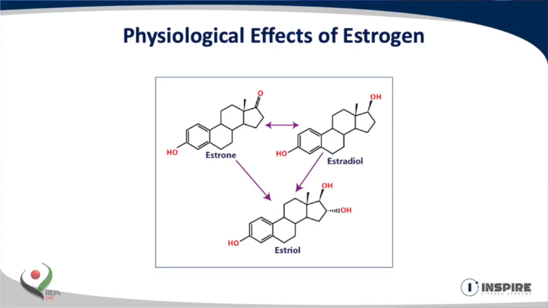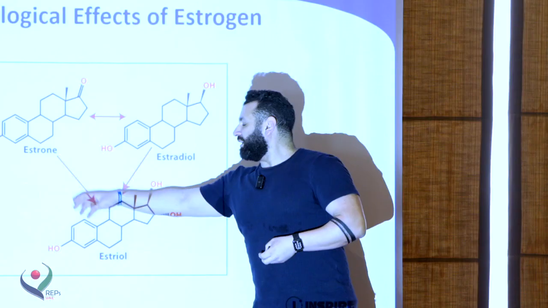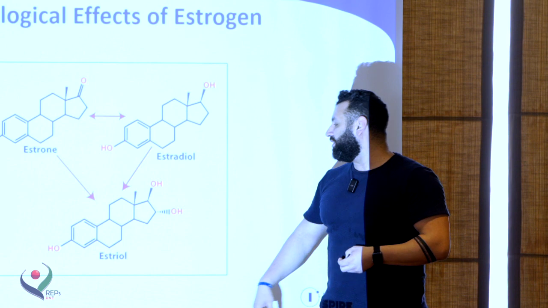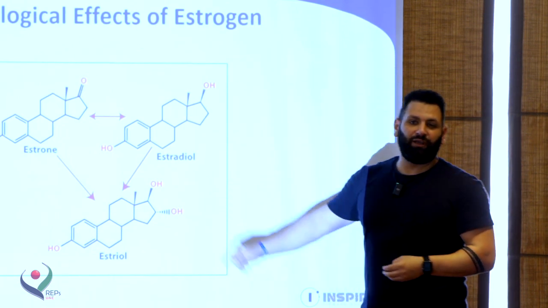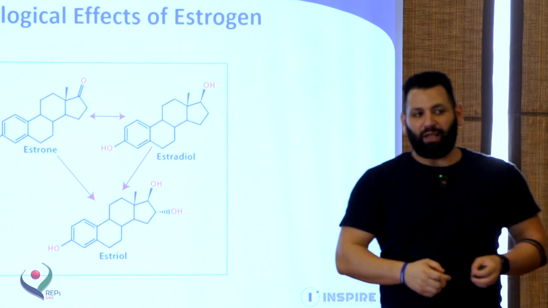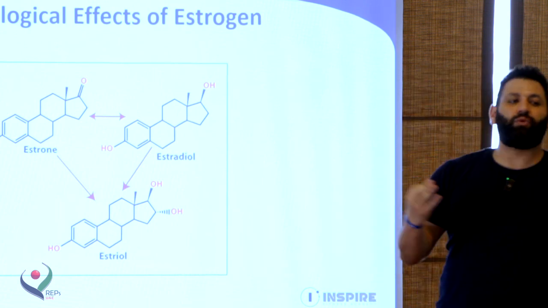So when we say estrogen, remember that it's not one hormone, it's a family. It's a combination of 3 different hormones. Estrogen is basically the family that embodies estrone, estradiol, and estriol. So keep in mind, estradiol is the most powerful one. Usually they use it interchangeably with estrogen.